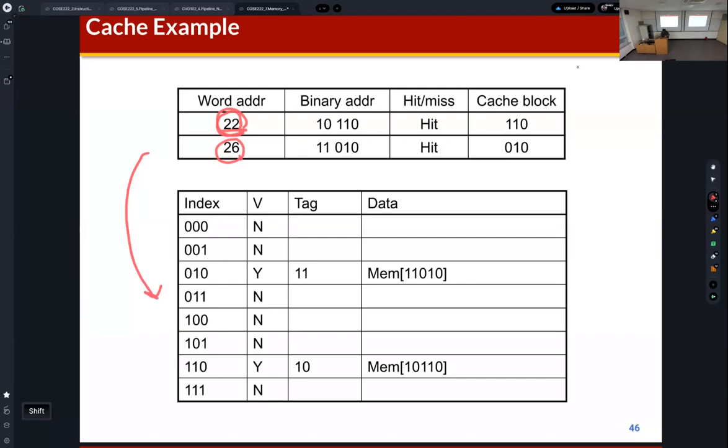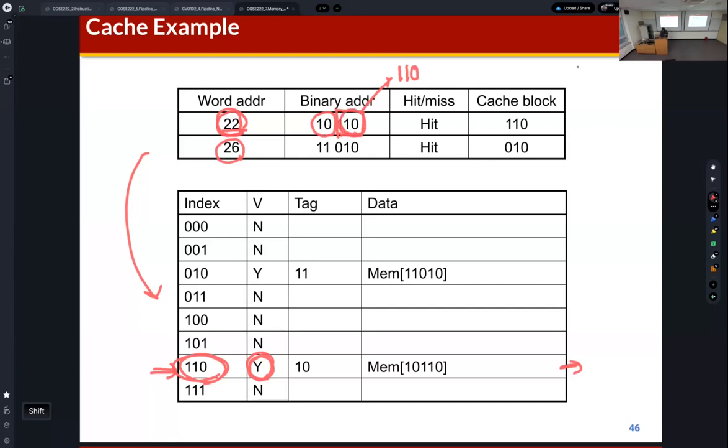The binary address is 10110. Because the cache index is 110, we need to check the cache entry indexed by 110. This cache entry has valid data. So there is a valid data stored. Then we need to check whether this stored data is the same as the requested data or not. Okay, how?